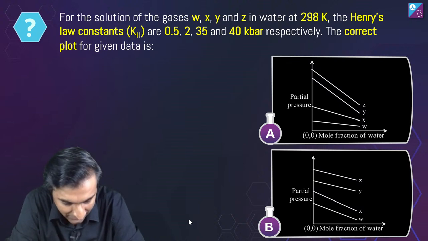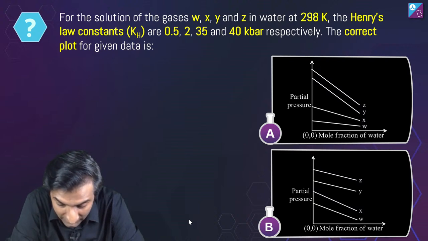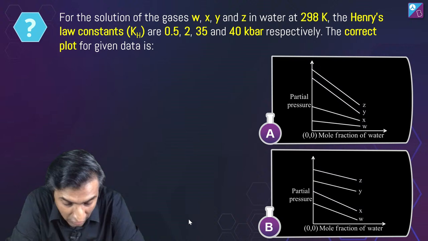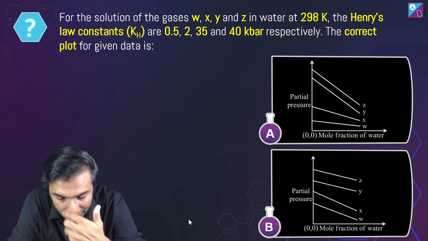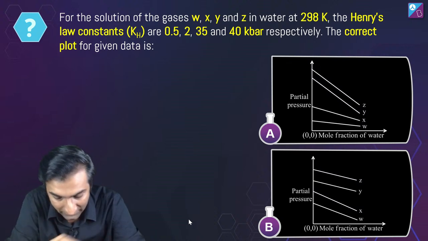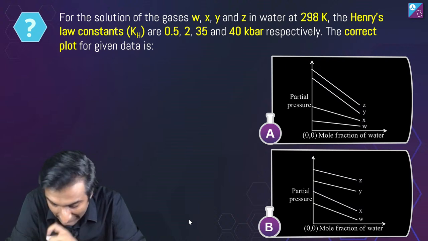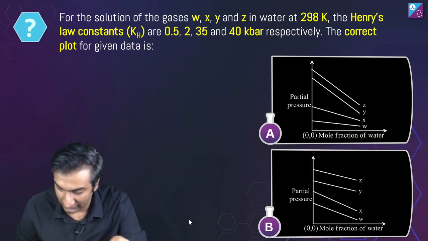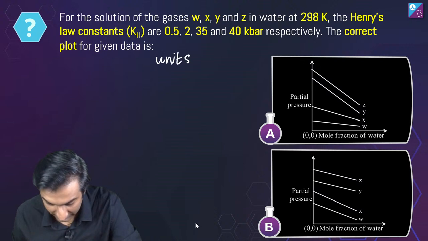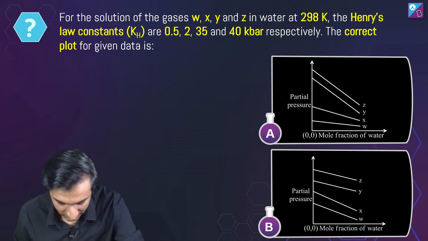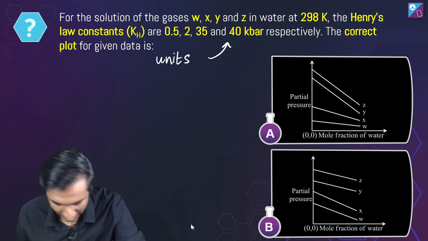Sultana, Devanshi, yes, absolutely. For the solution of the gases W, X, Y, and Z in water at 298 Kelvin, the Henry's law constants are 0.5, 2, 35, and 40 kilobar respectively. The correct plot for the given data is it these two or is it something else? Units kya hai? Theek hai, units to chill hai.